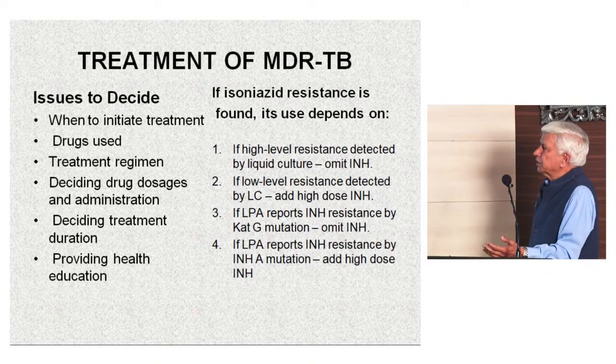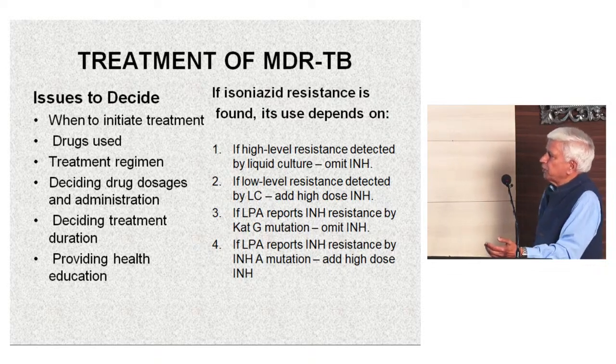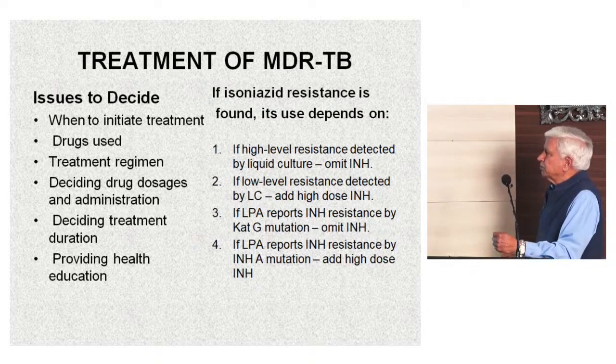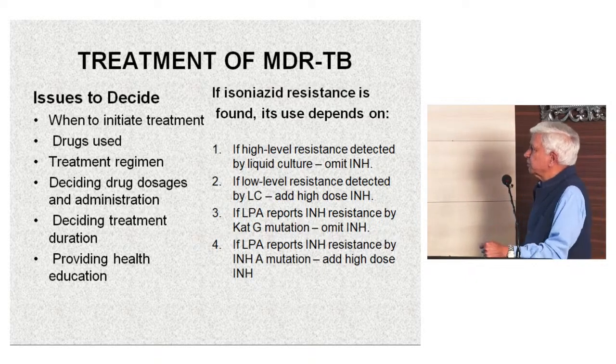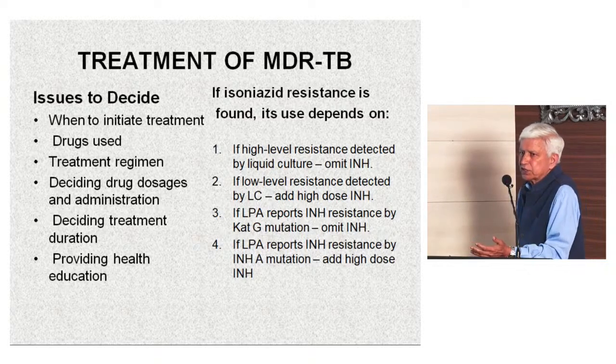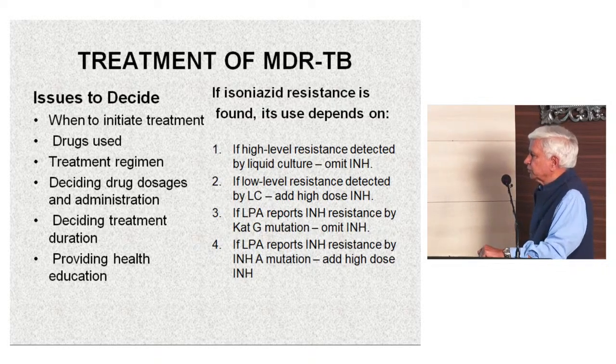So the problems with the treatment of MDR are the same: when to initiate treatment, what drugs to use, how long to use, how to monitor, etc. And many times isoniazid resistance is found as a single drug resistance. If high-level resistance is found on liquid culture, then you omit INH and give other drugs. If low-level resistance is detected, then add high-dose INH, because high-dose INH is also an effective strategy for treatment of INH resistance.